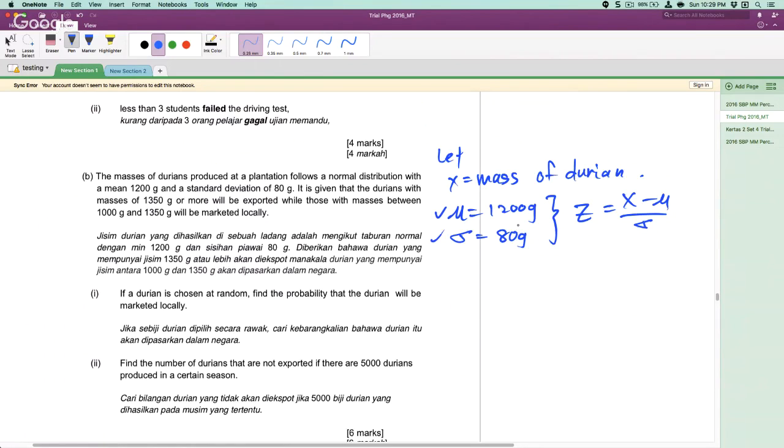All right, it's given that the durian with the mass 1350 gram or more will be exported, while those durian between 1000 to 1350 gram will be marketed locally. That means if the weight of the durian is more than 1350, you are going to export it.